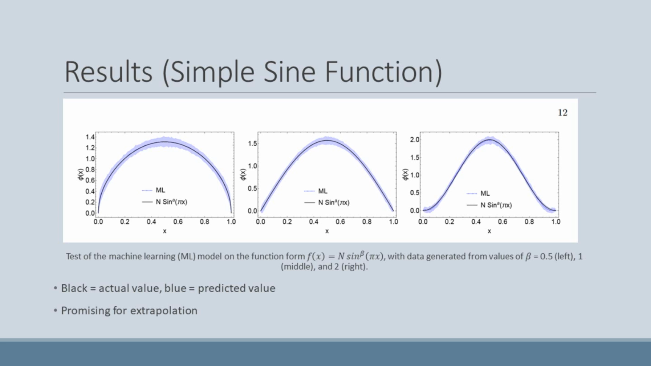The black line on these plots represents the actual value of the sine function, while the blue band represents the model's predicted value of the sine function, plus uncertainty. As you can see, the prediction very accurately follows the actual value of the function for each of the different powers the function was raised to. This is very promising evidence for the model's ability to extrapolate.